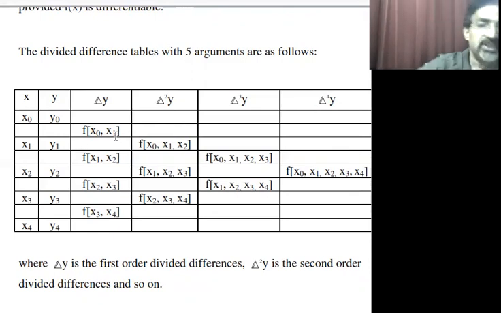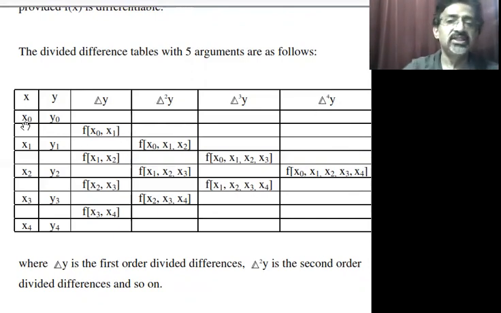So here, if you look at this, f of [x0, x1], the first order difference of x0 and x1, is written in between y0 and y1. Similarly, f of [x1, x2] is written in between y1 and y2. That is the first order difference. F of [x2, x3] is written in between y2 and y3. Similarly, f of [x3, x4] is written in between y3 and y4.